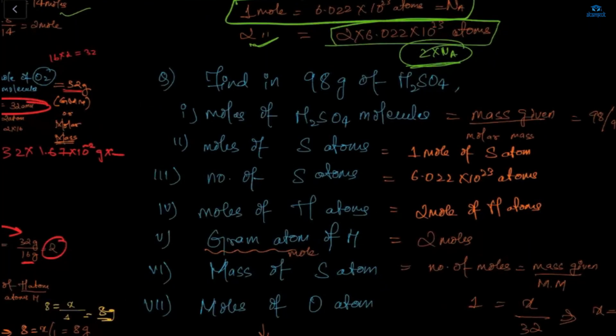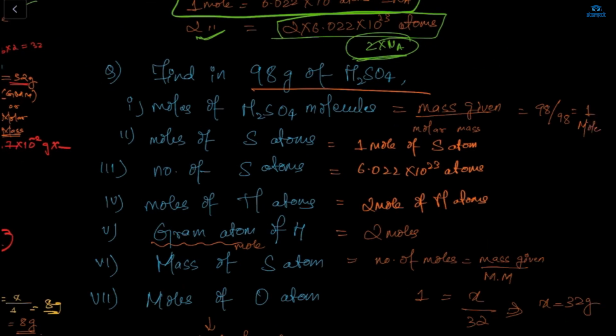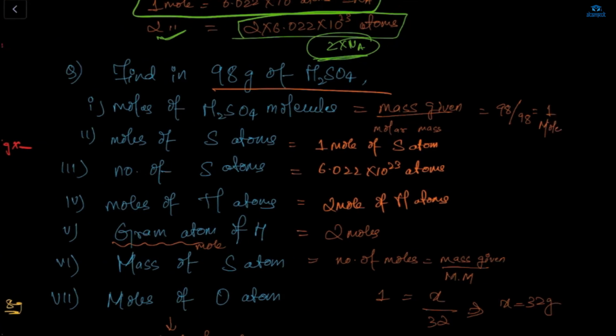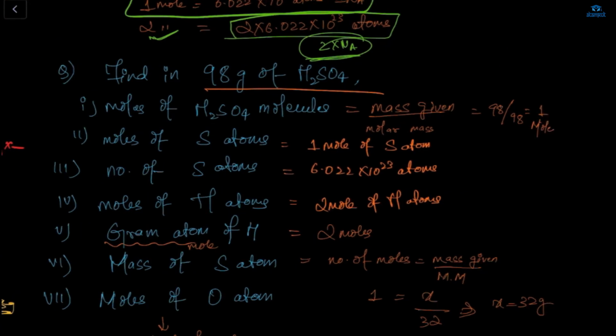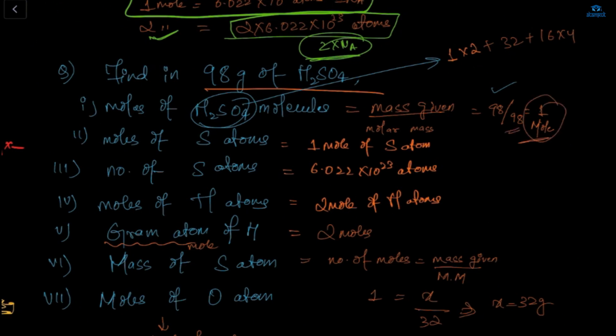Next is find in 98 gram of H2SO4. So these are the subparts. The first subpart is moles of H2SO4 molecule. What is the mole of H2SO4 molecule? We will apply the same formula. The mass given is 98 gram. If we calculate the molar mass of H2SO4, hydrogen will be 1 into 2, sulfur will be 32, and oxygen 16 into 4, which is equal to 98 grams. So the answer is 1 mole.